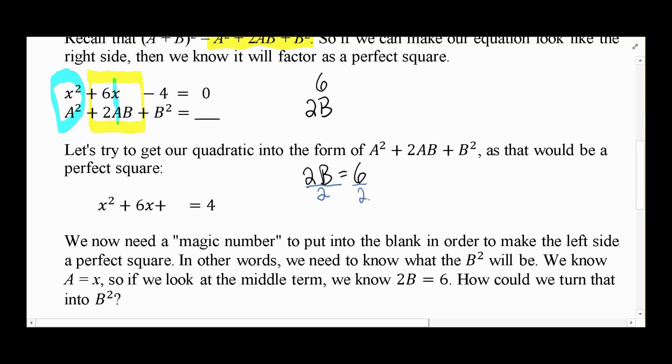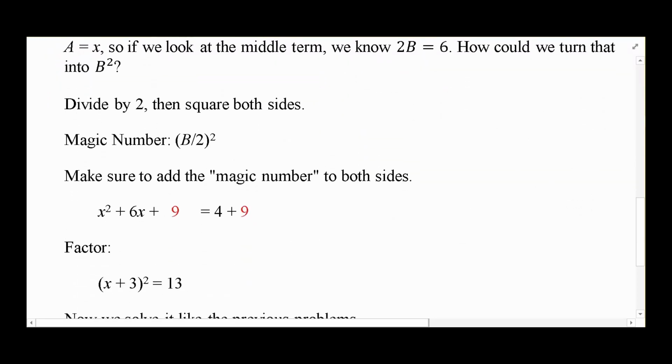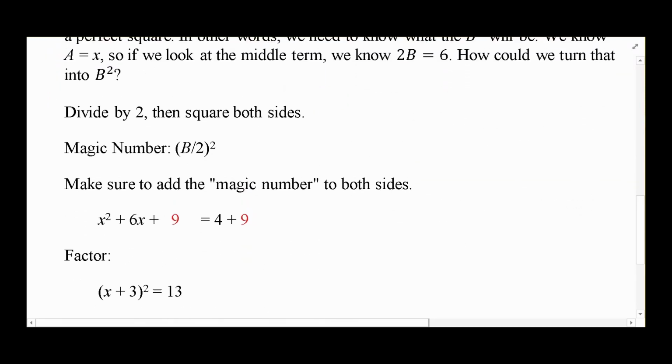Well, first of all, I could divide by the 2. That would help me get closer to b squared, because that would get me b equals 3. And if I want to figure out what b squared is, I could just square both sides. So there's 2 steps that I did there. I divided by 2, and then I squared the result. So I took my middle coefficient, divided by 2, and then squared it. And that's exactly what we're going to do.